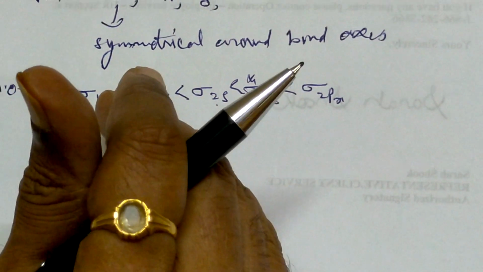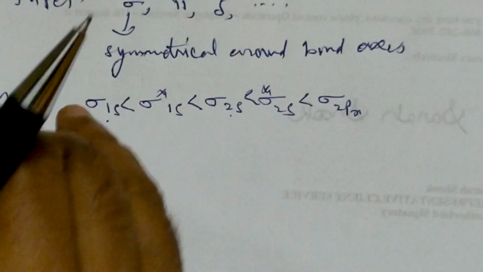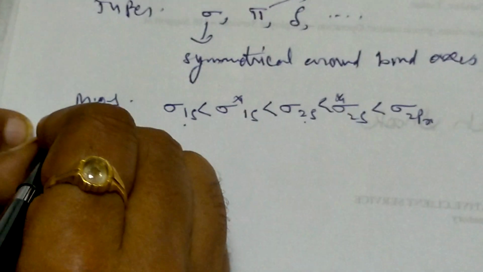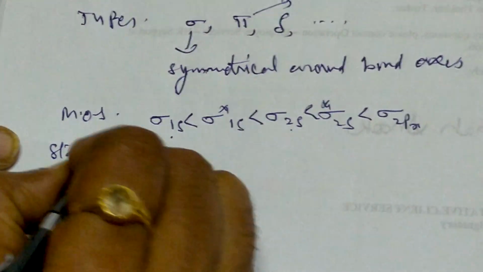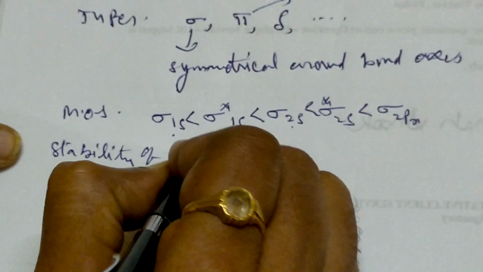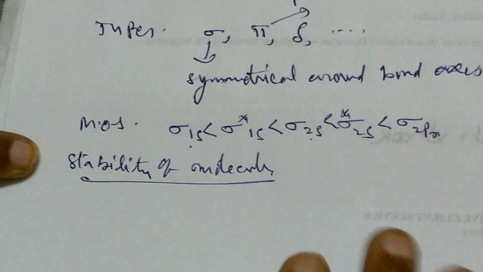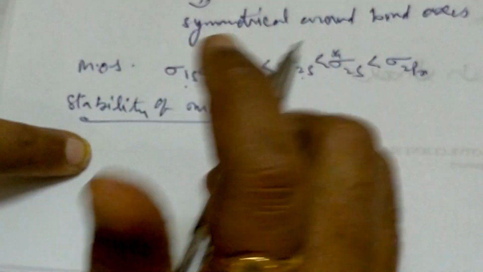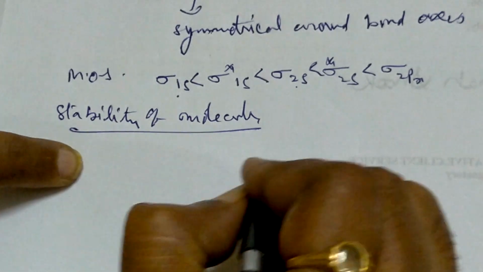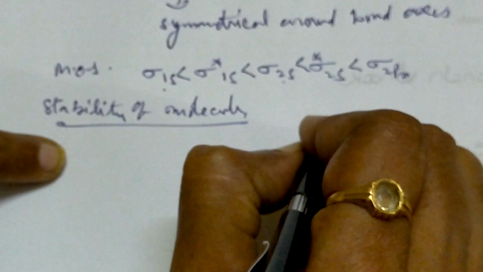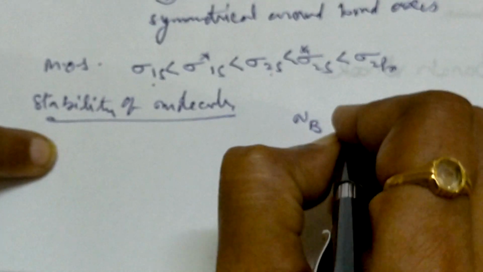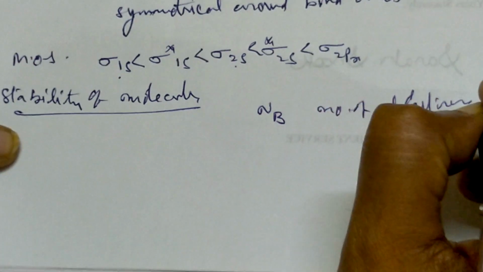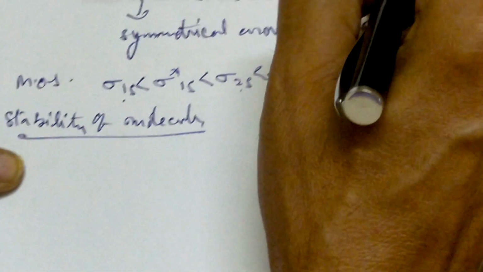Okay. Now, which is stable? The most important parameter is the stability of the molecule. Please remember, this has to be more. Suppose Nb is the number of electrons occupying the bonding orbital.